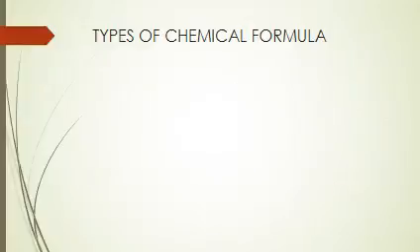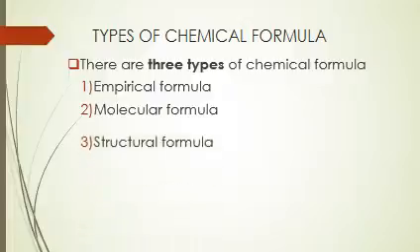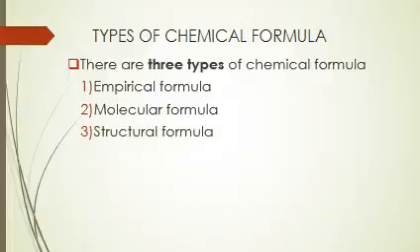Now here are the types of chemical formula. So there are 3 types of chemical formula, namely empirical formula, molecular formula, and also structural formula. So these types of chemical formula, we are going to discuss them later in next lessons. So for now, just know that we have 3 types of chemical formula: empirical formula, molecular formula, and the structural.